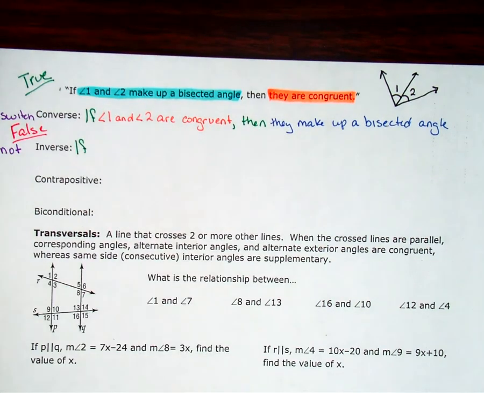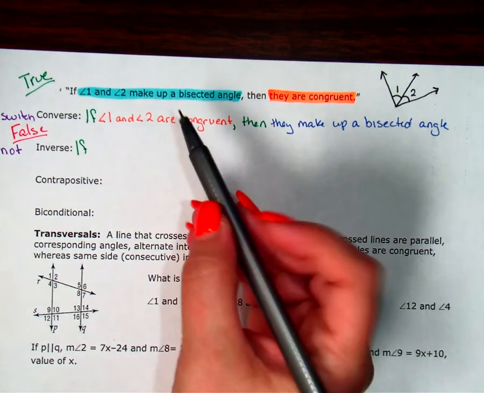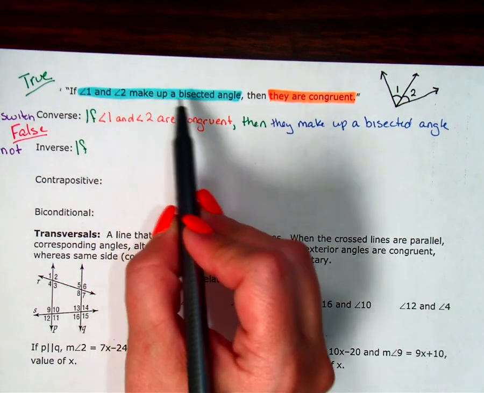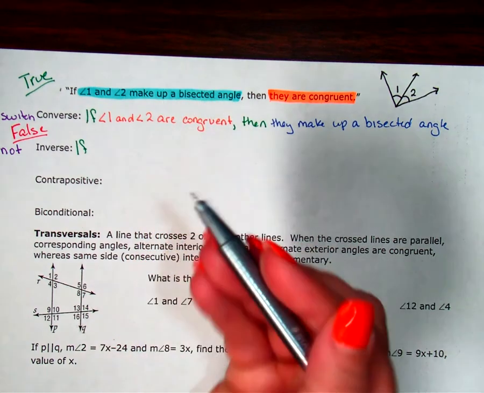I'm still going to start with the blue, but I have to figure out how to make it negative. I have to change the tone of the sentence. So instead of "if angle 1 and angle 2 make up a bisected angle," we're going to say they don't make up a bisected angle, right?